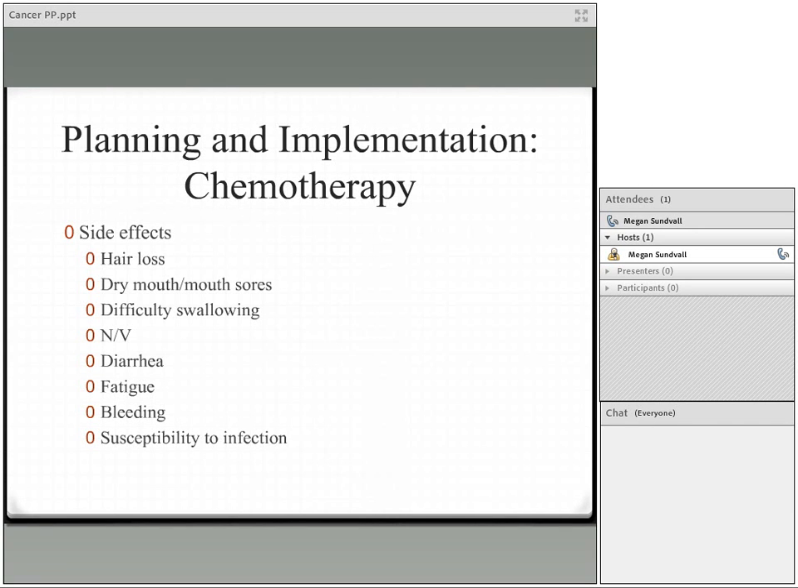Other side effects, bleeding and susceptibility to infection. Adverse effects, burning, erythema, ulceration, necrosis, and anaphylaxis. Common treatments for these side effects, ondansetron or Marinol, megestrol acetate, sorry. The Marinol is used to increase one's appetite.